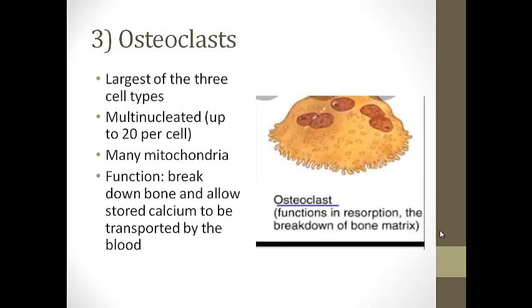Okay, so this is what the osteoclast looks like. You can see that it's larger than the other two cells that we saw earlier. It has multiple nuclei, so there are 5 in this cell, and it has lots of mitochondria. And as stated earlier, it functions in resorption and breakdown of the bone matrix in order to release any calcium that has been stored.